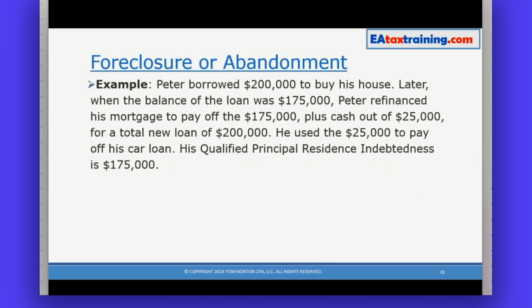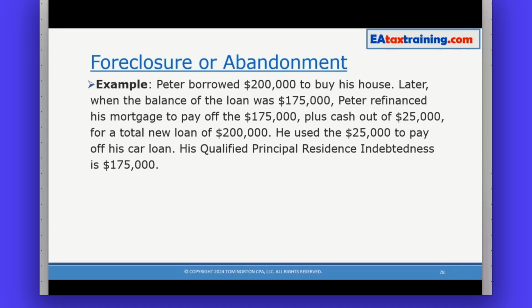So let's look at an example. Peter borrowed $200,000 to buy his house. Later, when the balance of the loan was $175,000, he refinanced his mortgage to pay off the $175,000 original loan, plus to get $25,000 of cash out. He used that $25,000 to pay off his car loan. So that means he has a $200,000 mortgage still, but his qualified principal residence indebtedness is only $175,000.